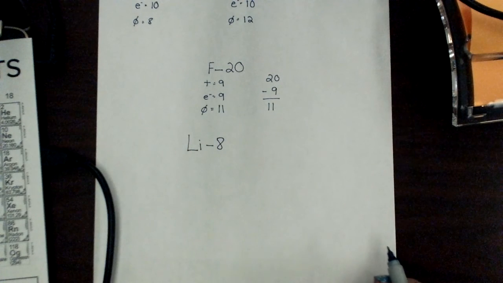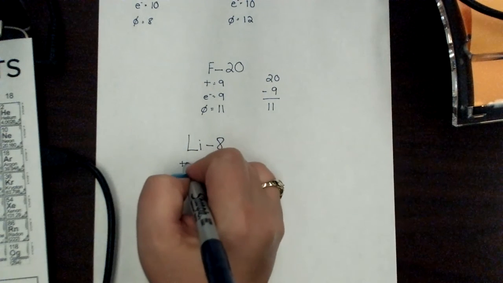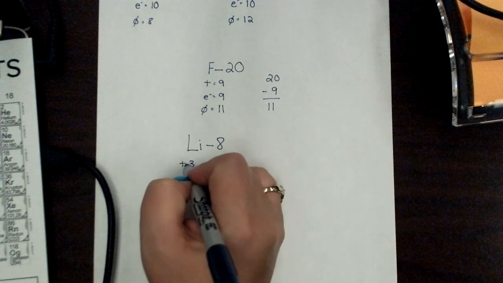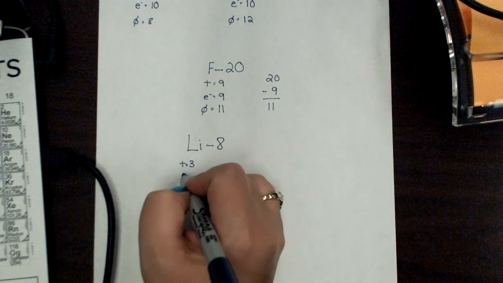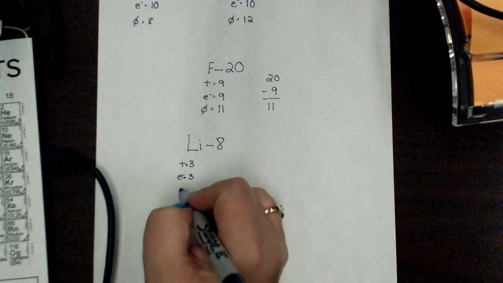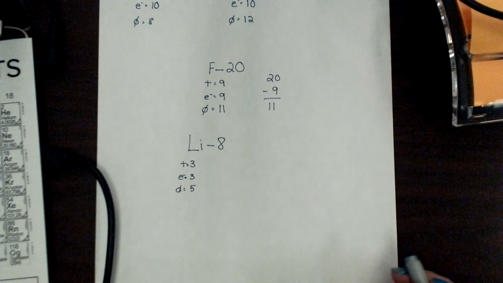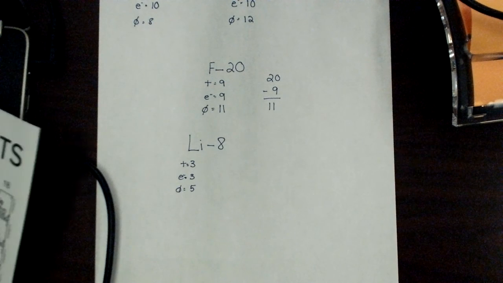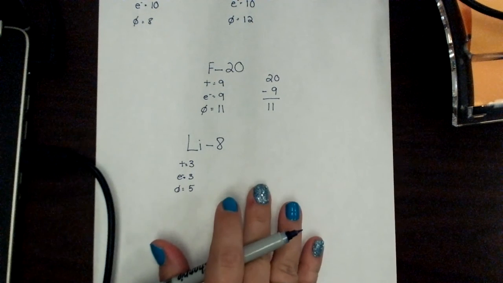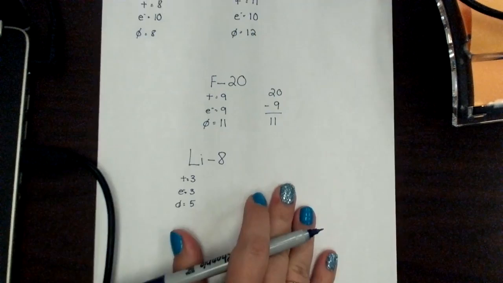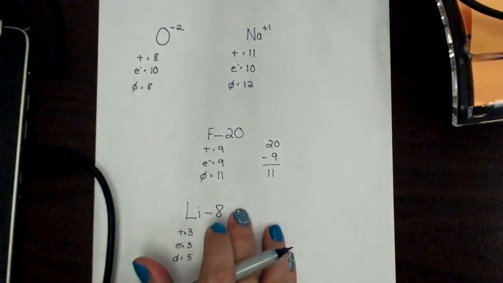Okay, you try this one. Lithium-8. Pause your video. We would see that it has 3 protons. It has 3 electrons, but the number of neutrons has now changed to 5. Okay? All right, so that's how you find your parts of the atom, how you draw a Bohr atom, and how you find the parts of an ion and an isotope.